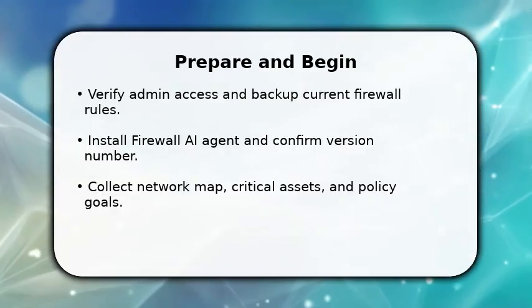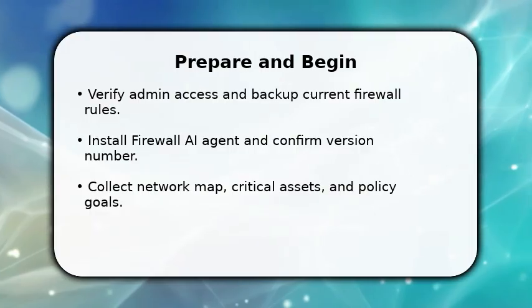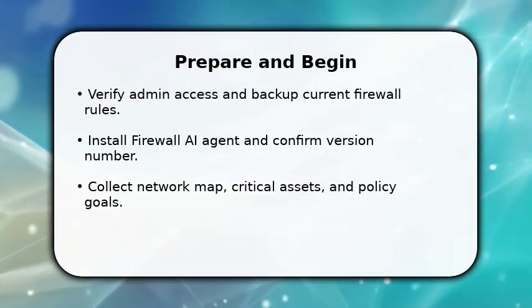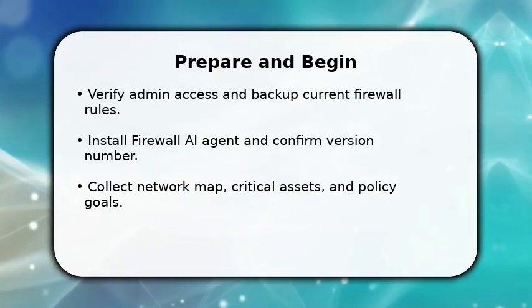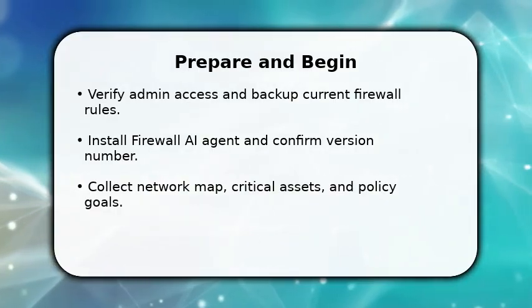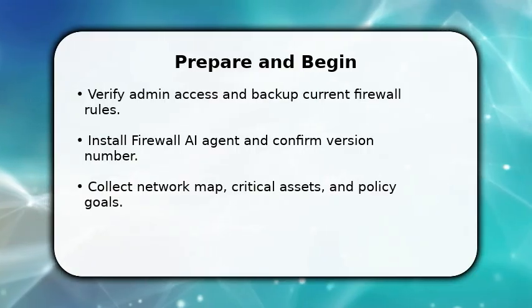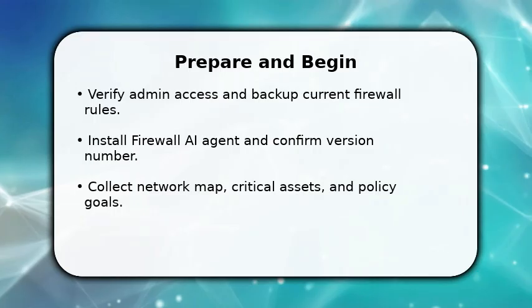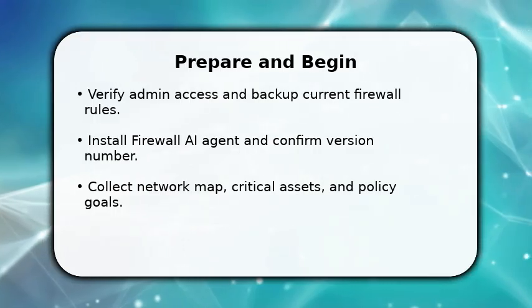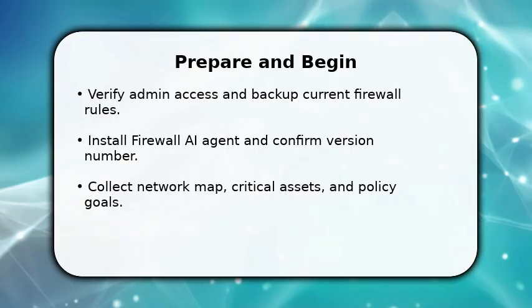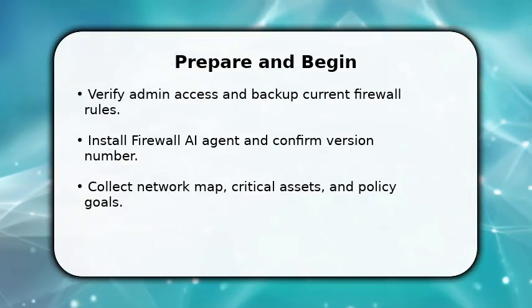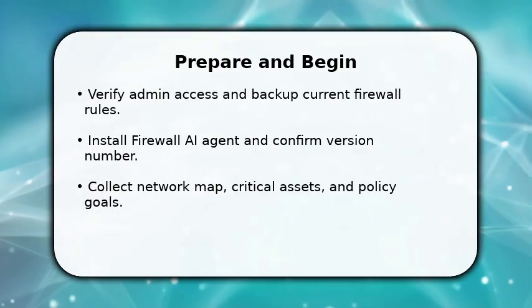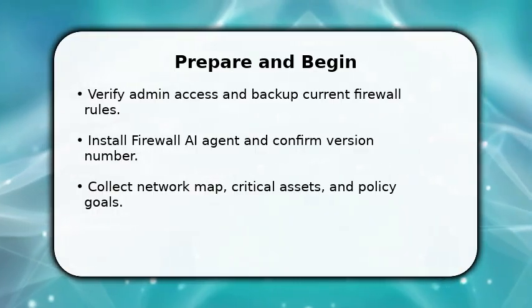You start by confirming admin rights and a recent backup of your firewall rules so you can revert if needed. Next, install the Firewall AI agent and confirm the version to avoid compatibility issues. While it installs, gather a simple network map and list of critical assets and policy goals. This lets the AI prioritize correctly. Once done, open the management console and authenticate with your admin credentials so you're ready for configuration.